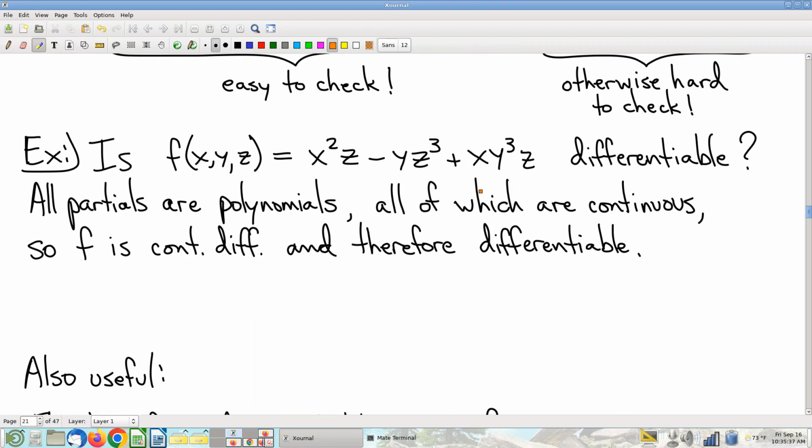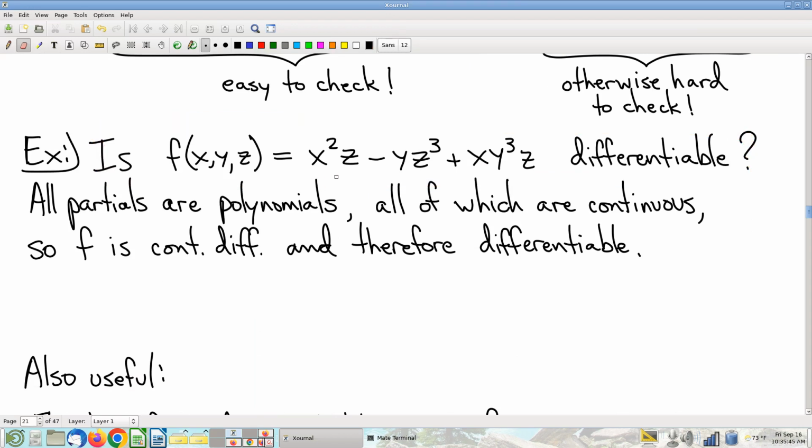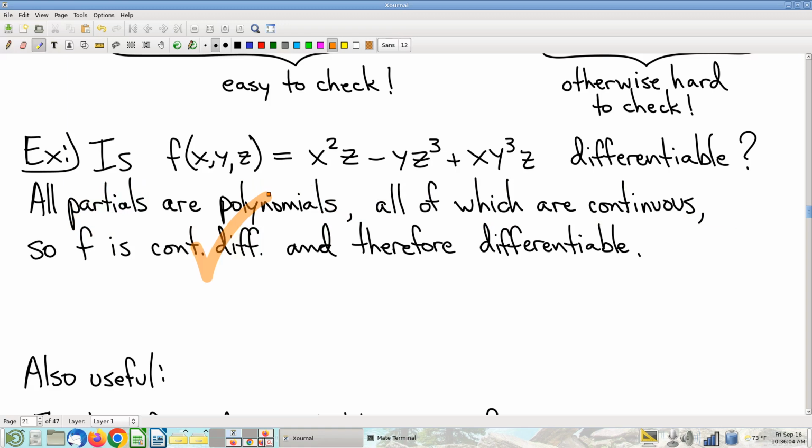So, for example, is this function here differentiable? Well, I'm going to reason as follows. I can compute all the partials. They're polynomials. Polynomials never fail to exist. Partial derivatives all exist. Cool. The other thing is polynomials are always continuous. So that means that what I've got here is a continuously differentiable function, and we have a theorem that says that if it's continuously differentiable, then it's differentiable. And no nasty multivariable limits to be dealt with. Isn't that nice?